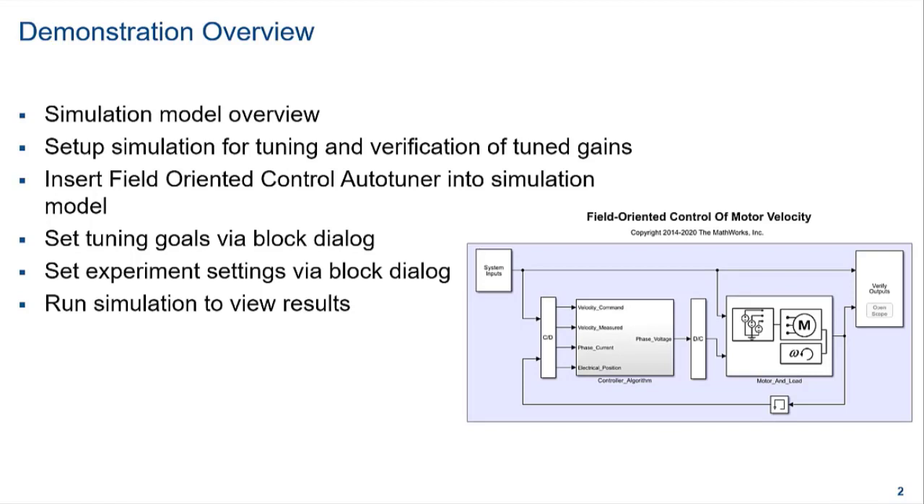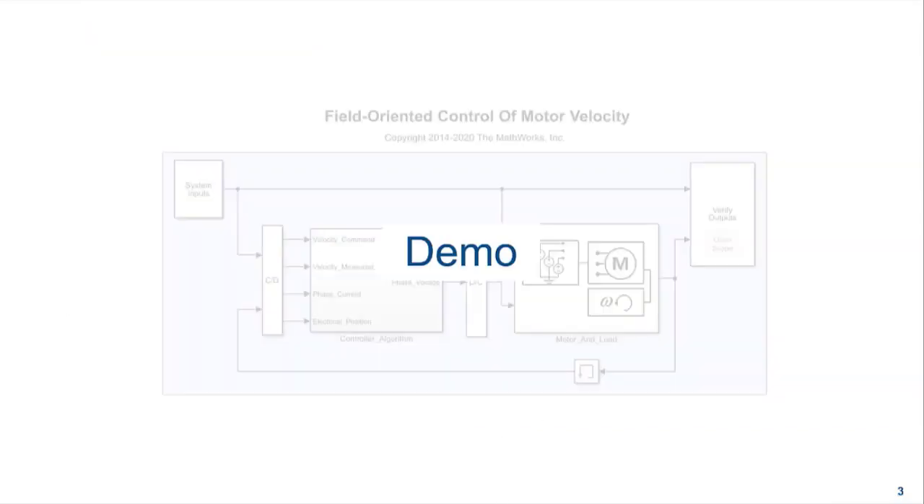We're going to set up the model for tuning and verification of our tuned gains. We're going to add the field-oriented control auto-tuner block into the model. We're then going to set up that block. And finally we're going to run the simulation to view the results. We're now going to go straight to the model.